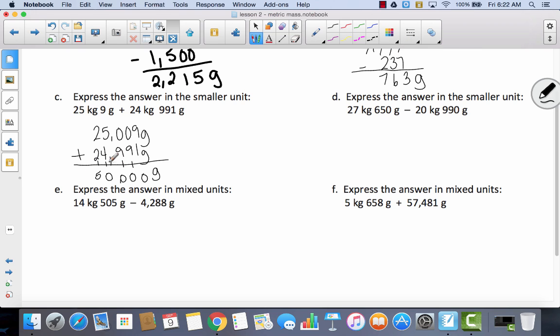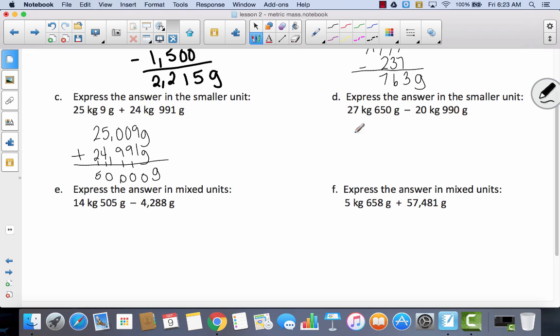So I got 50,000 grams, and I'm going to leave this in grams because it says to answer in the smaller unit. So let's take a look at D. If you feel like you can do this subtraction and leave it in terms of the smaller unit, go ahead and pause the video and try to do it by yourself. If you'd like to do it with me, or at least let me help you get the problem set up, then let's do it together.